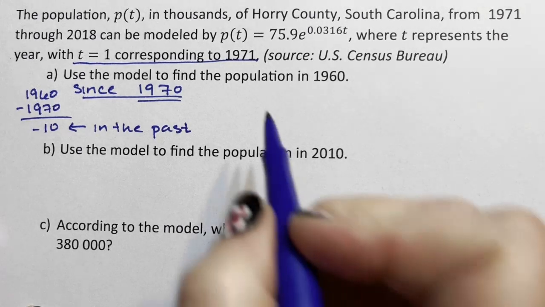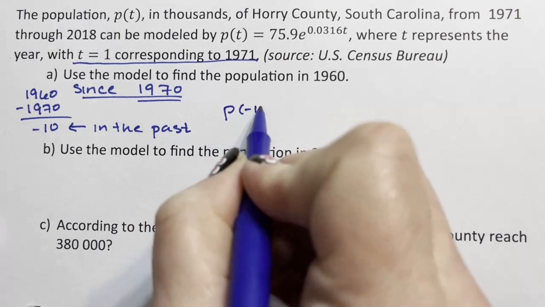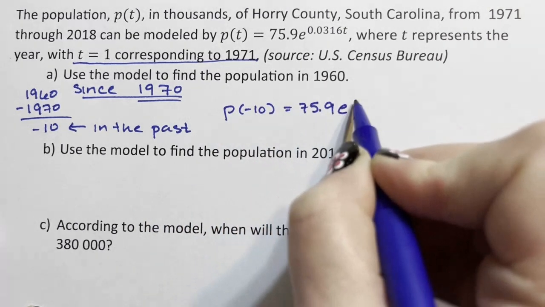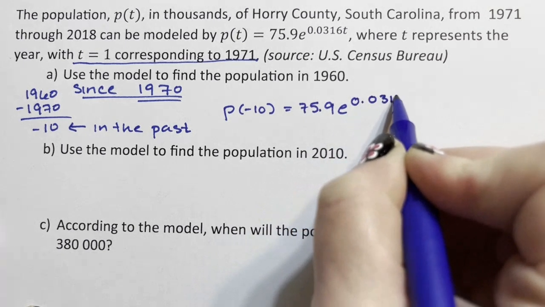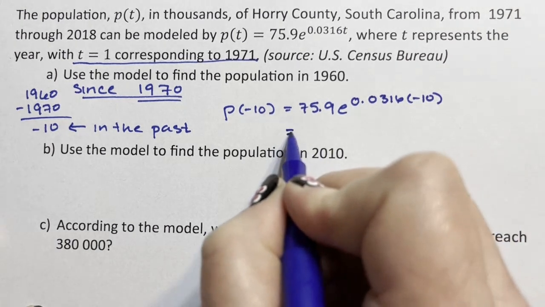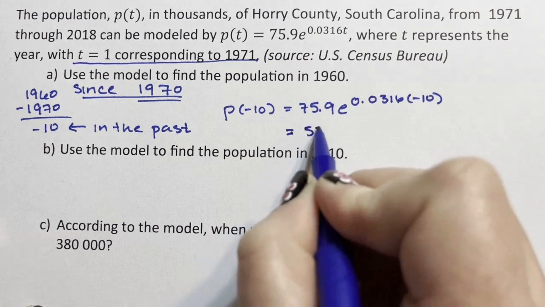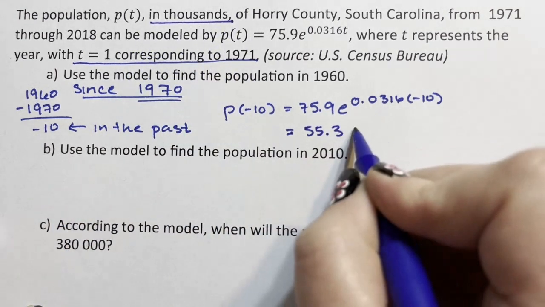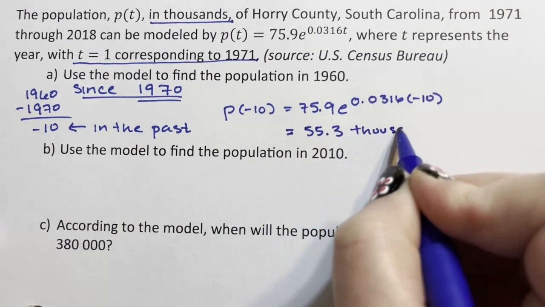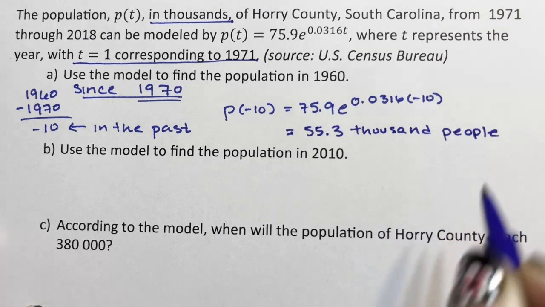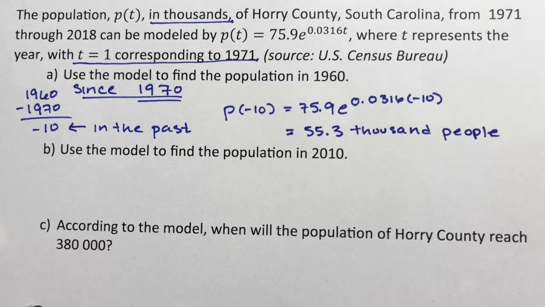It's all good. So P of -10 will be 75.9 e to the 0.0316 times -10. At this point, it's just playing with your calculator, putting that into your calculator and getting 55.3. We come back and see the words in thousands, so 55,300 people. Because we always label our answers. A number without a label is meaningless.